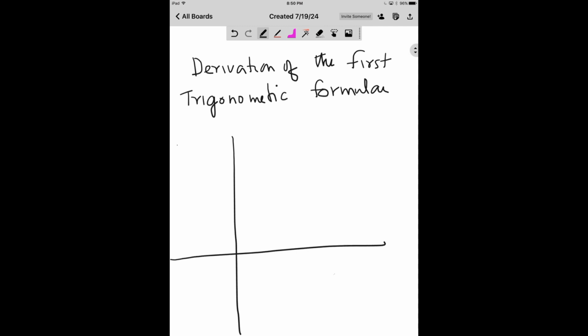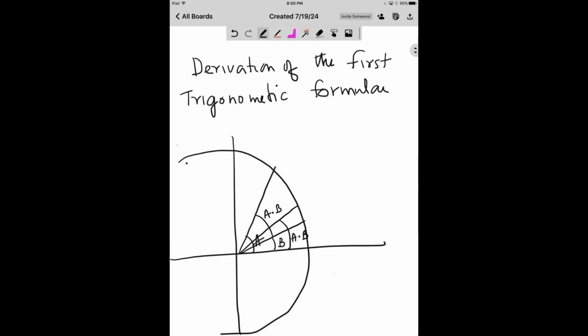Consider a unit circle and take an angle A from the origin and angle B from the origin, and A minus B should be somewhere in between A and B, and we can find out from the figure A minus B. So there are two A minus B angles there. So I am going to take P, Q, R and S.